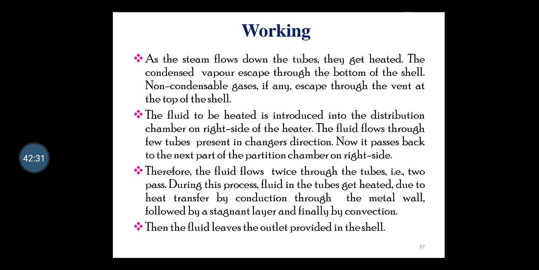As the steam flows down the tubes, they get heated. The condensed vapor escapes through the bottom of the shell. Non-condensable gases, if any, escape through the vent at the top of the shell. The fluid to be heated is introduced into the distribution chamber on the right side of the heater. The fluid flows through a few tubes in one direction. Now it passes back to the next part of the partition chamber on the right side. Therefore, the fluid flows twice through the tubes, that is, two pass. During this process, fluid in the tubes gets heated due to heat transferred by conduction through the metal wall, followed by a stagnant layer and finally by convection. Then the fluid leaves through the outlet provided in the shell.